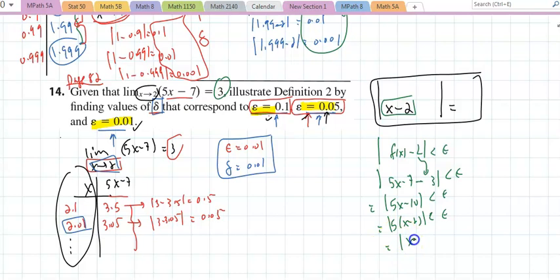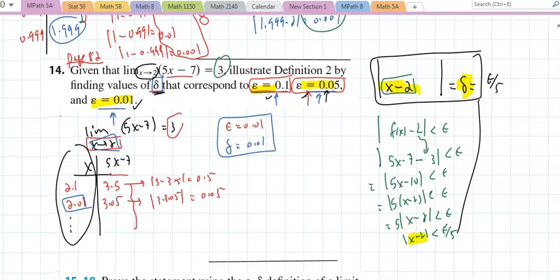Now, I'm getting too excited. Isn't that saying x minus 2 is less than epsilon over 5? But wait a minute. This is this. I have control over that. That's my delta. Right? That's the number I choose. If I let delta equal epsilon over 5, I nailed it. I don't have to do trial and error in all of these cases.